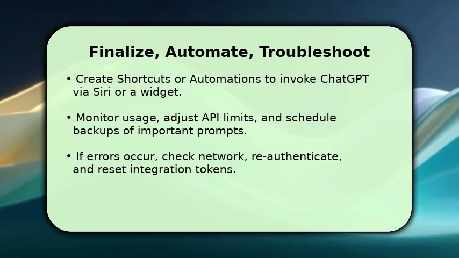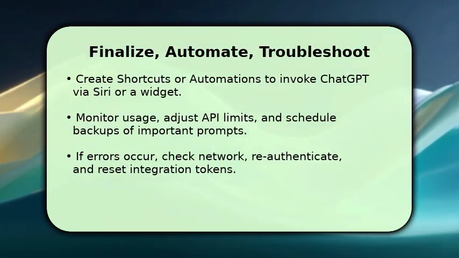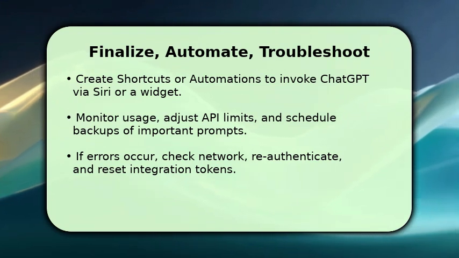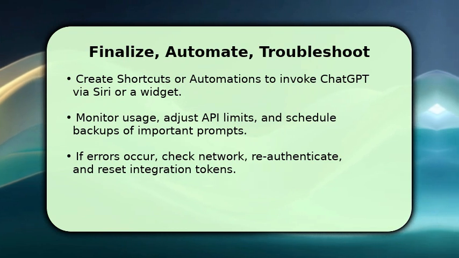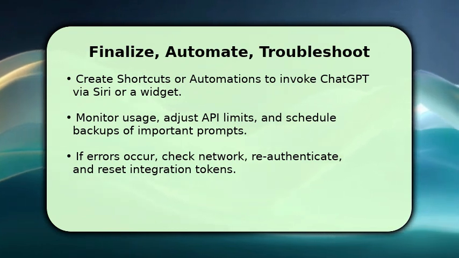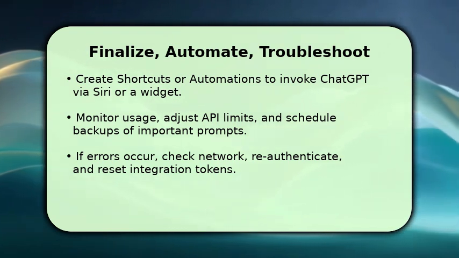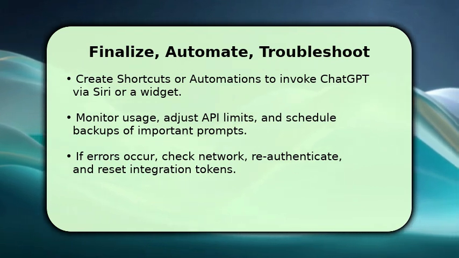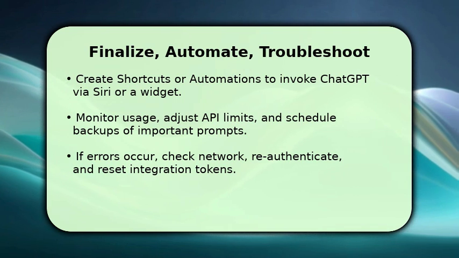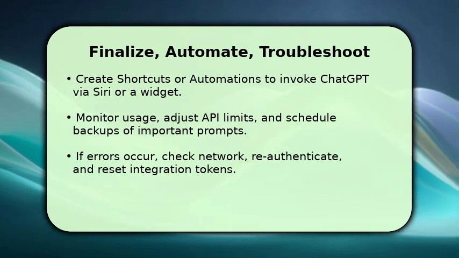Finish by automating calls. Build shortcuts or workflows that trigger ChatGPT through Siri, widgets, or keyboard shortcuts so tasks are one command away. Once automated, monitor usage and costs, adjust API limits or model choices, and back up prompts you rely on. If something breaks, first check network connectivity and then re-authenticate the ChatGPT connection.